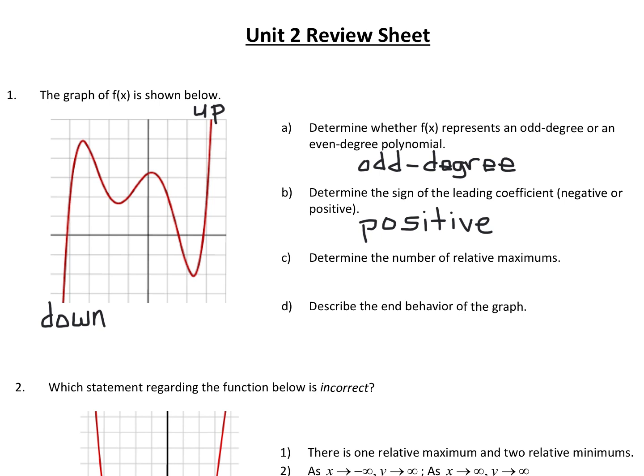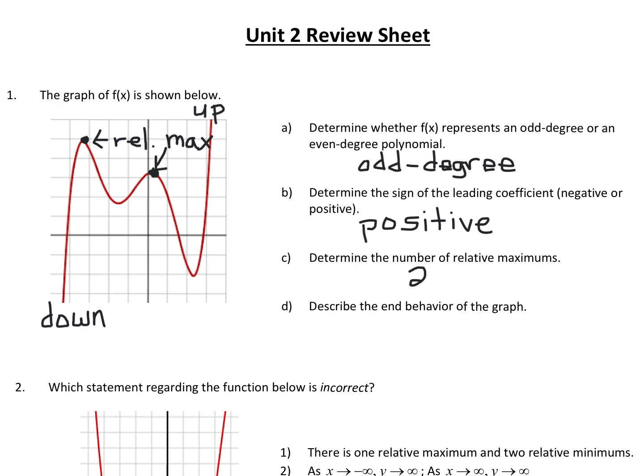Okay, letter C, determine the number of relative maximums. All right, I think about it like this. A relative maximum is really just the top of a bump. It's the highest point in the particular area of a graph. So this right here is a relative maximum, and this right here is a relative maximum. So altogether, we have two of them. If they had asked about relative minimums, it's the minimum point in a particular area of the graph. So you're basically looking for where the graph comes down and heads back up. So right here would be a relative minimum. And also right here would be a relative minimum. But they don't ask for that.